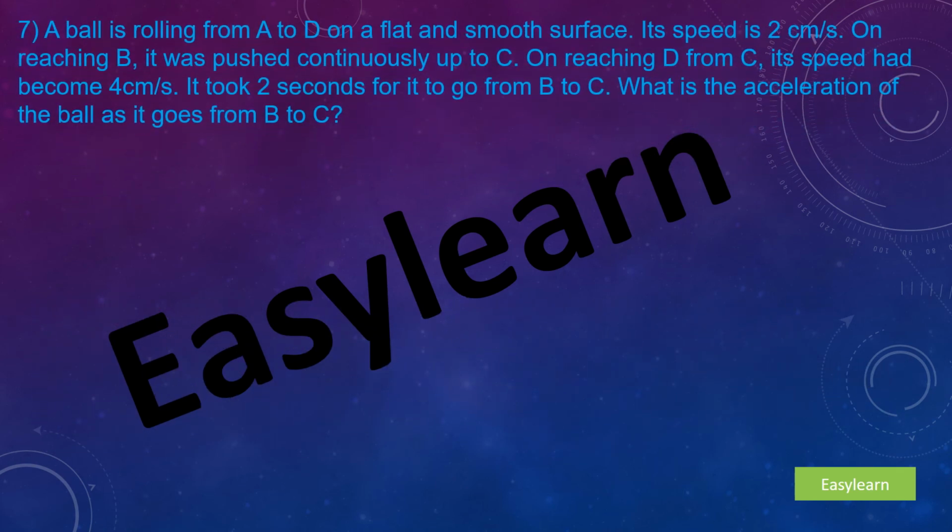A ball is rolling from A to D on a flat and a smooth surface. Its speed is 2 cm per second. On reaching D, it was pushed continuously up to C. On reaching D from C, its speed had become 4 cm per second. It took 2 seconds for it to go from B to C. What is the acceleration of the ball as it goes from B to C?